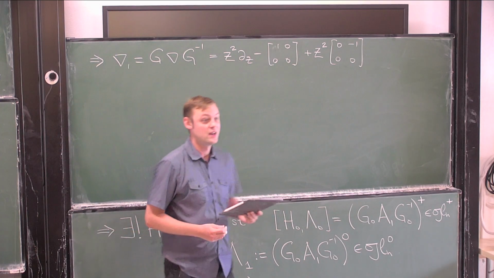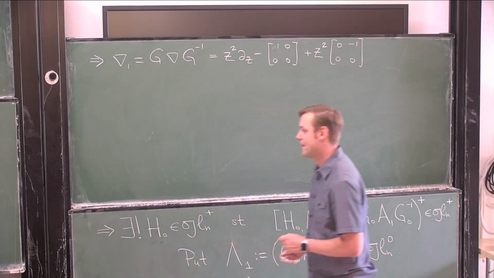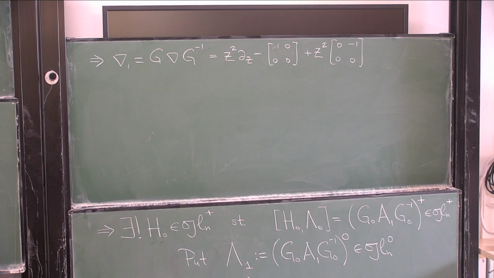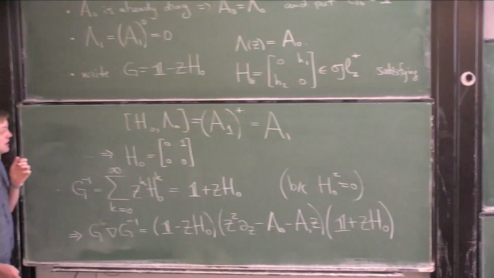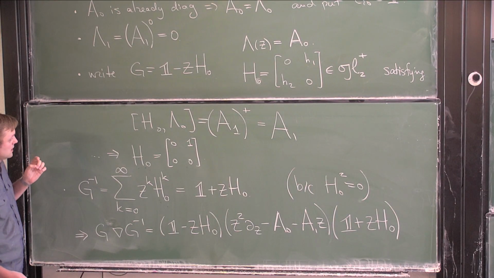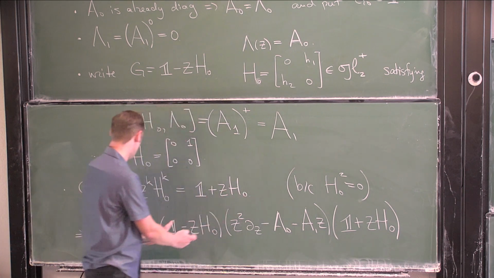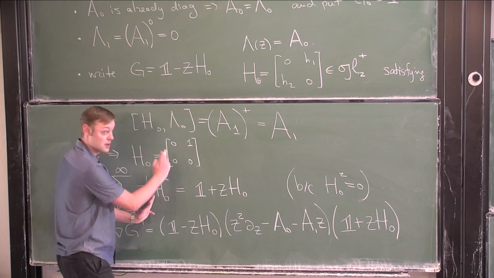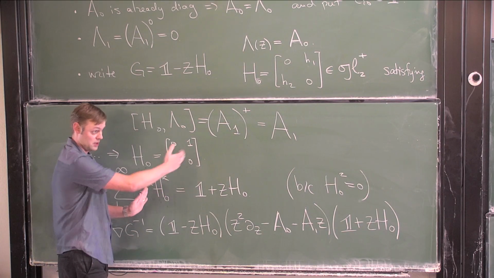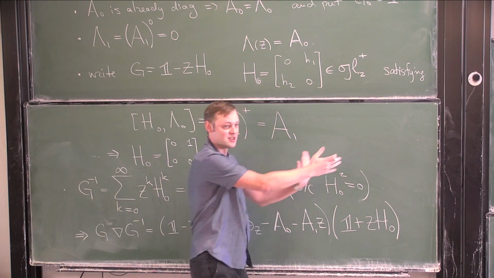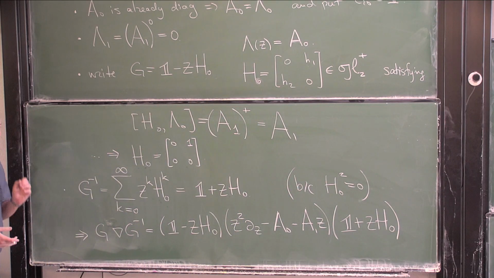Can I ask something? Yeah. When you expand G inverse, you have it as an expansion in H naught. When we were doing it in general, it was just in terms of H of Z. Yeah, that would be H of Z here. You can then expand H of Z, and that would be powers of the power series. So is it just that H of Z is just H naught in this case? In this case, yeah, exactly.